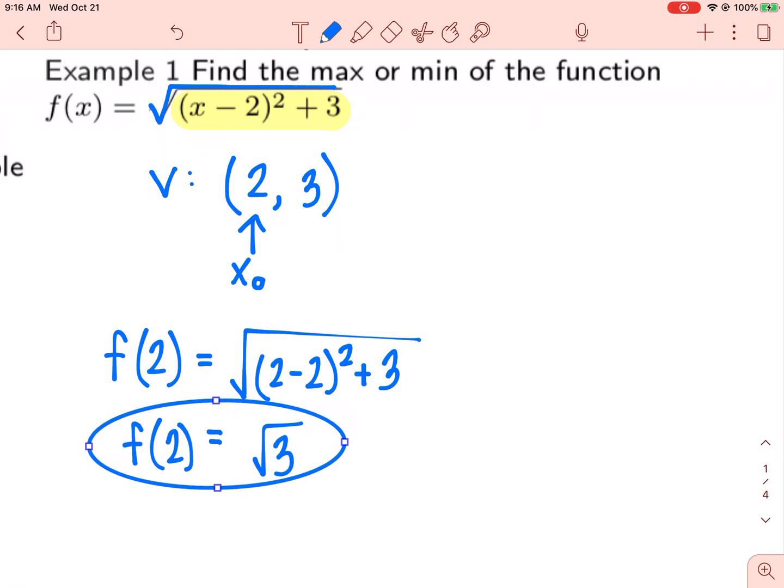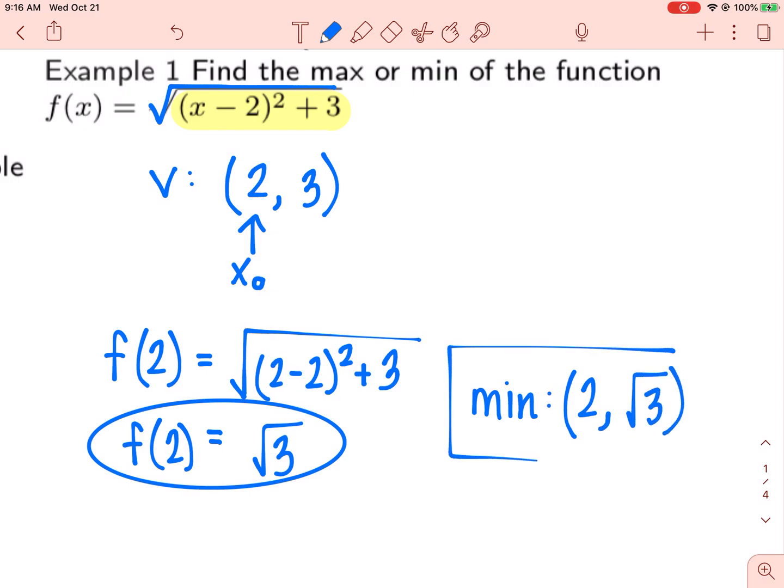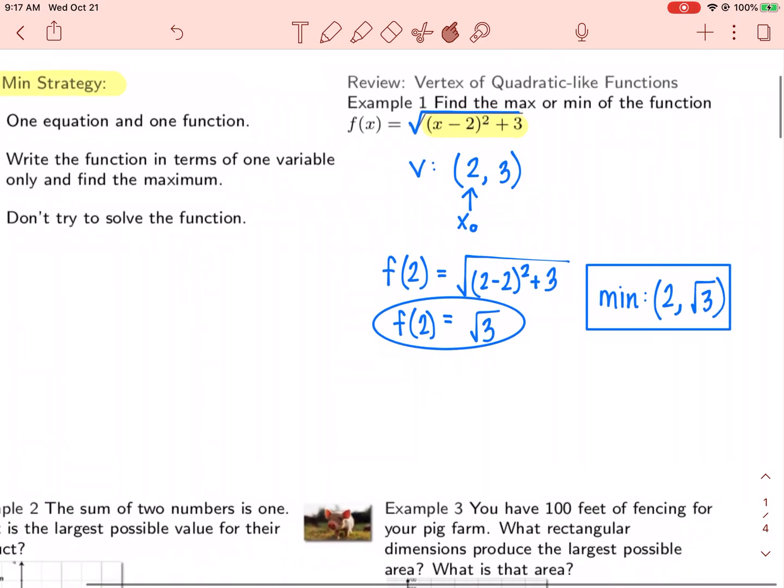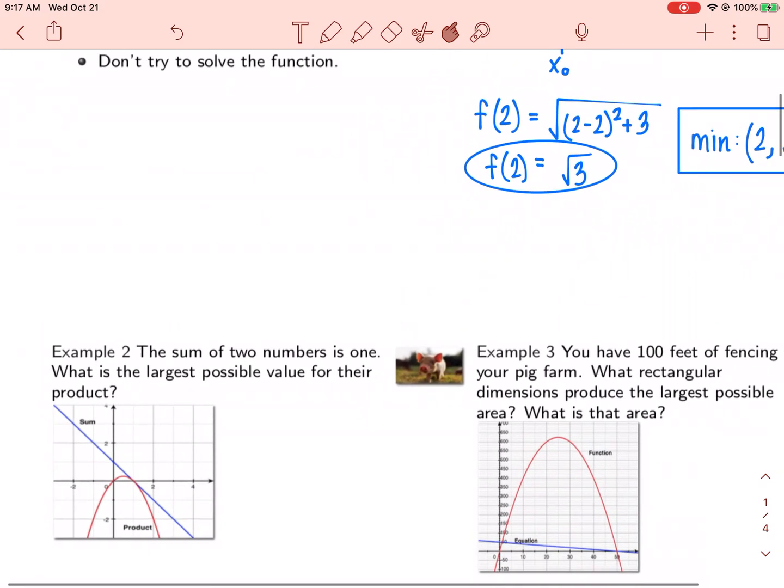So it wants me to find the min or max of the function. Well, the min of this function is going to be the point 2, root 3. Okay, and you can see that if you actually graph it, that will be the minimum. We first found it from the easy function and then applied it to the big function. Okay, so that is a lot of the stuff we're going to be doing today.